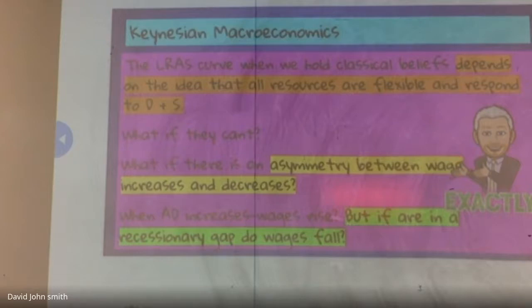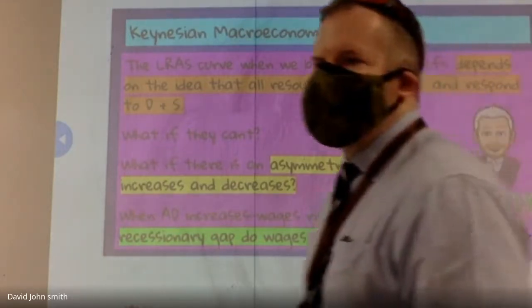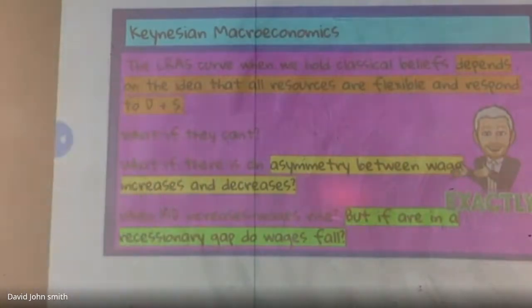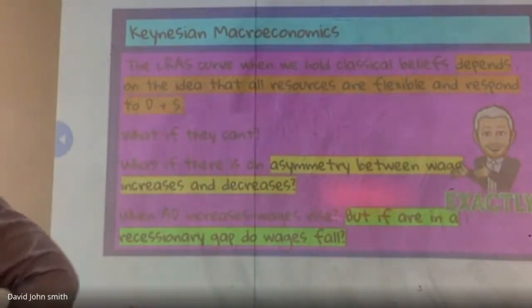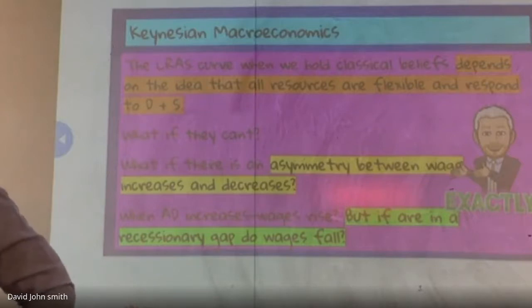What if the resources can't respond? We talk about full employment. We talk about resources being flexible, resources being able to move from one place to another. How do they move from one place to another? Can we get that one right? Classical economists? How are you going to get labour from one part of the world to another? How are you going to get labour from one part of the country to another?